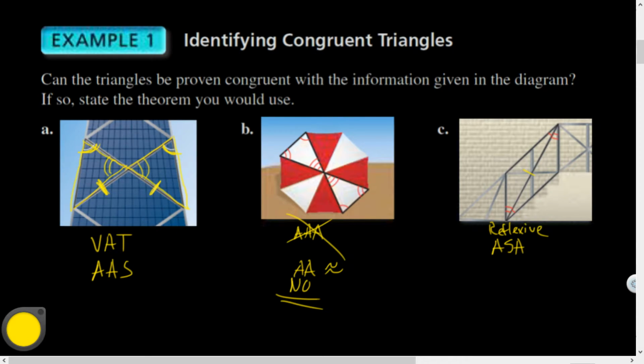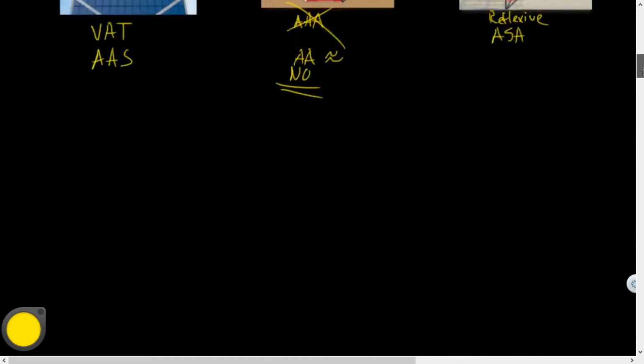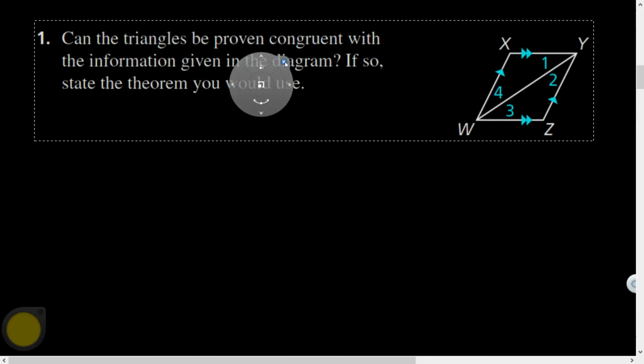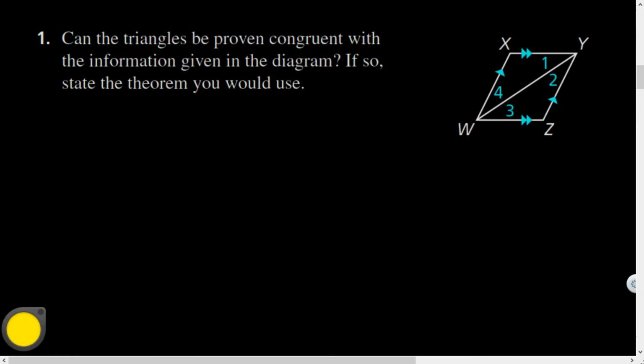All right, let's do this monitoring progress question. It's labeled 1. It says, can the triangles be proven congruent with the information in the given diagram? Let's see. All right, I've got lots of parallelicity going on here. Not a word. Does anyone see anything that I can say is true? Right now, I know nothing about angles or sides.